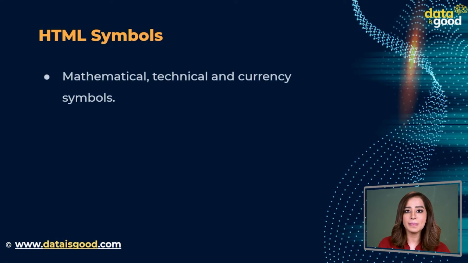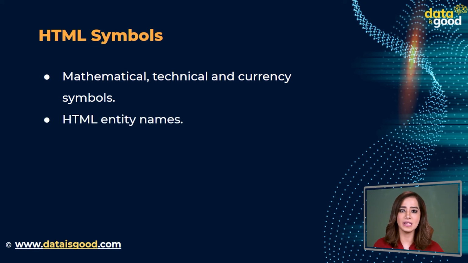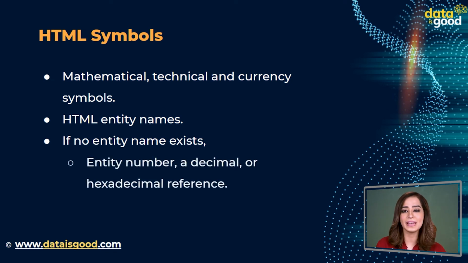There are many mathematical, technical, and currency symbols which are not present on a normal keyboard. We have to use HTML entity names to add such symbols to an HTML page. If no entity name exists, you can use an entity number, a decimal, or a hexadecimal reference.